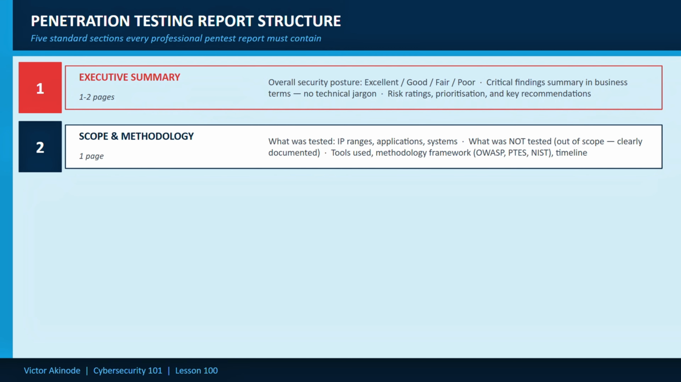The second section is the scope and methodology. This should just be one page. Here, you are going to document what was tested: the IP ranges, applications, systems, and networks. You will document what was not tested and was out of scope.